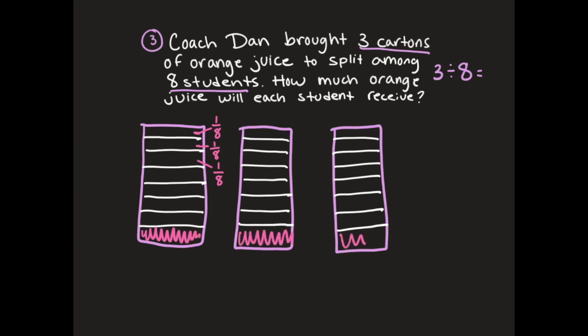So if I were to write that out, 1/8 from this jug, 1/8 from the second jug, and 1/8 from the third jug. So if I add those together, I have 1/8 plus 1/8 plus 1/8, which equals 3/8 total. So if I put that up in my answer, 3/8. So 3 cartons of orange juice divided by 8 students equals 3/8.